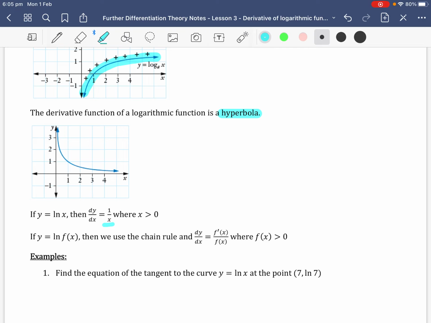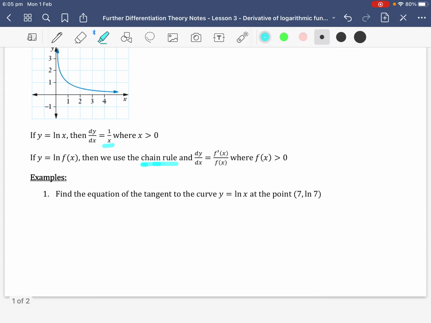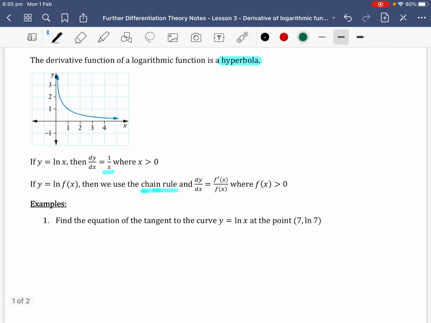If we have y equals ln of a function f(x), then we use the chain rule and we have dy over dx equals the derivative of the function divided by the function, where f(x) is greater than 0. So let's have a look at an example.